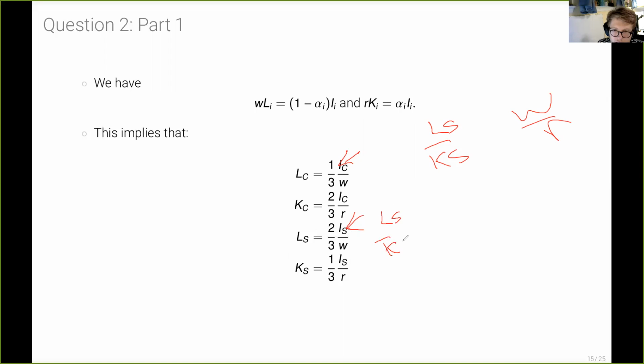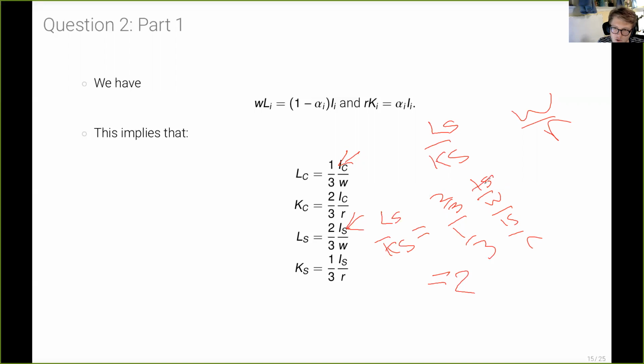So L_S over K_S is going to be given by, well, this is 2/3 over 1/3, and then we are left with I_S over W over I_S over R. Okay, so what is this going to be? And I'll try not to keep tilting my mouse. Sorry about that. So this 3 is going to flip up and cancel with this 3, so I'm going to be left with 2.